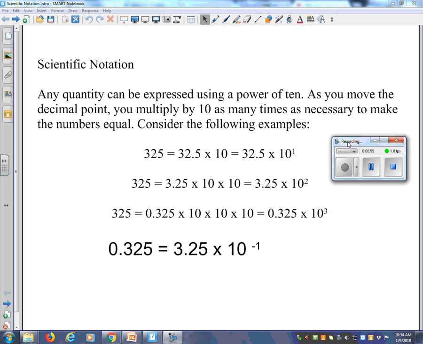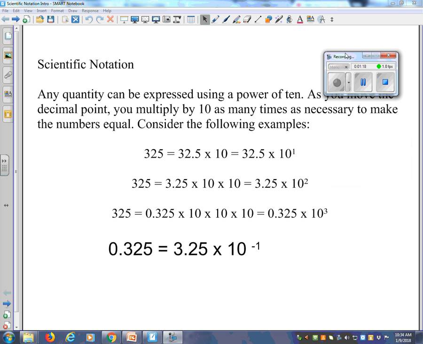So scientific notation is a way to describe really big numbers and really small numbers, as I said. So any quantity, any number can be expressed using a power of 10. And as you move the decimal point, you multiply by 10 as many times as necessary to make the numbers equal. So here's a couple examples, which I already know are a little bit confusing.